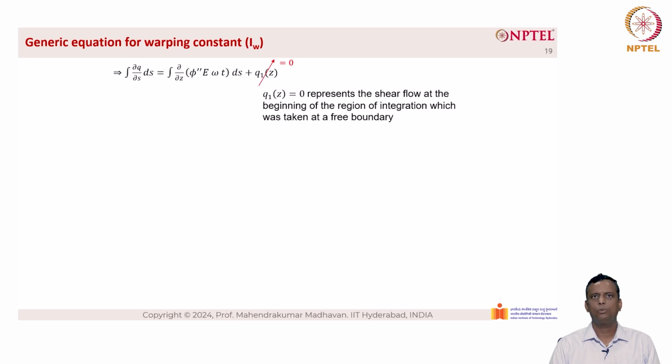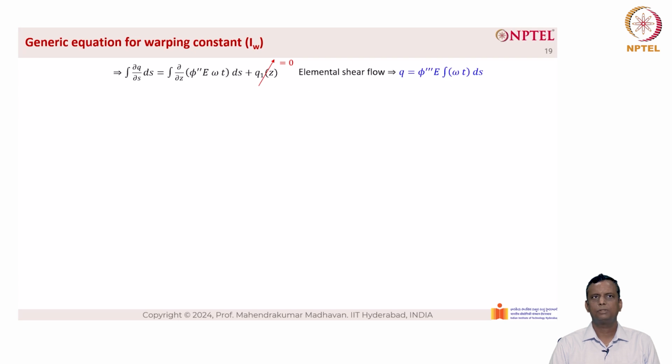Now this q1 of z is equal to 0 because it represents the shear flow at the beginning of the region of the integration, which was taken at a free boundary. So the elemental shear flow q is equal to phi triple dash E into integral of omega t into ds.